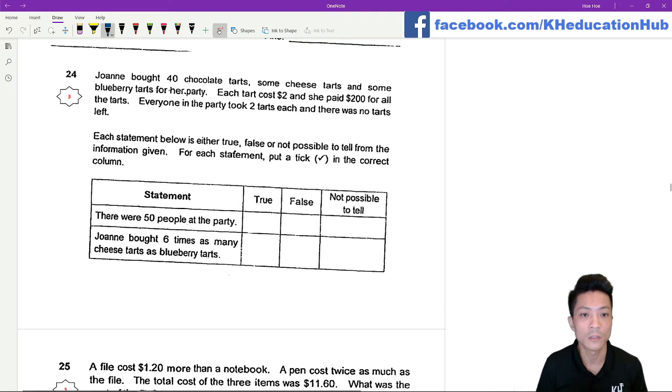Question 24. Joanne bought 40 chocolate tarts, some cheese tarts, and some blueberry tarts for her party. Each tart cost $2 and she paid $200 for all the tarts. Everyone in the party took 2 tarts each and there's no tarts left. So for each statement below is either true, false, or not possible, we're gonna put a tick. Let's do some calculation first, because if each tart cost $2 and she paid $200, that means there are 100 tarts, right?